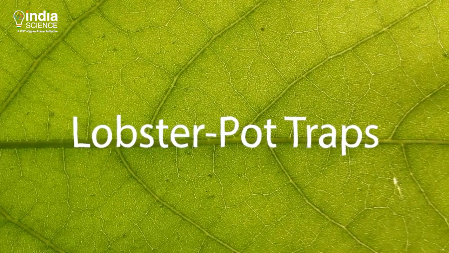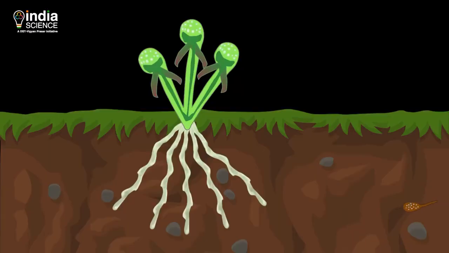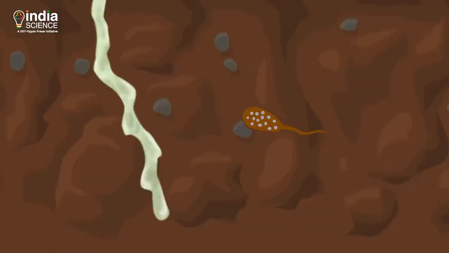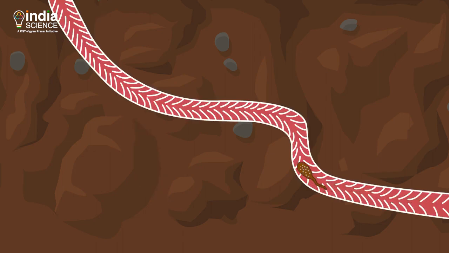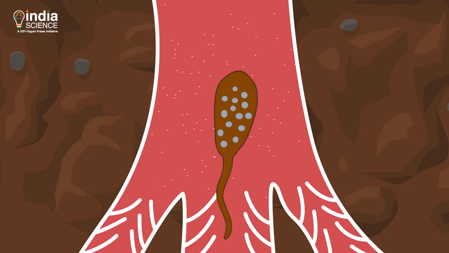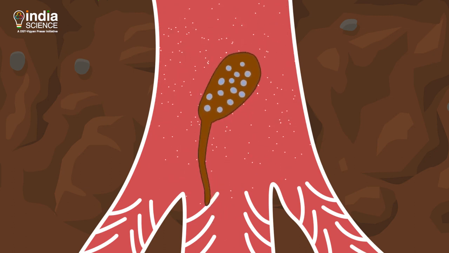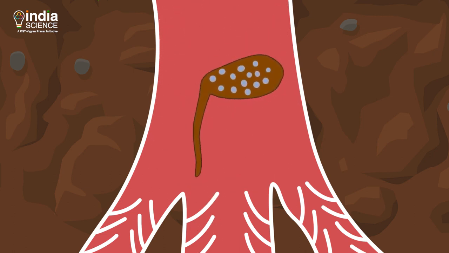Lobster pot trap. These plants trap their prey from roots. When an insect touches the plant, it enters its tunnel-like roots which have bristles pointed inwards. Now the insect can only move in one direction. Insects can enter but there is no exit. The insect then reaches the central chamber where various enzymes and low oxygen kill the insect.